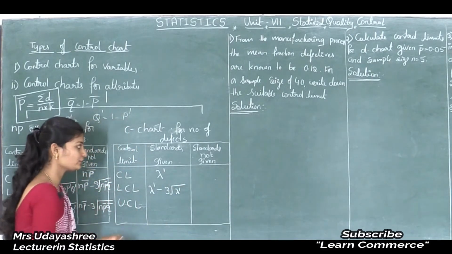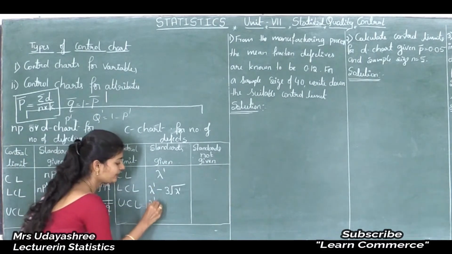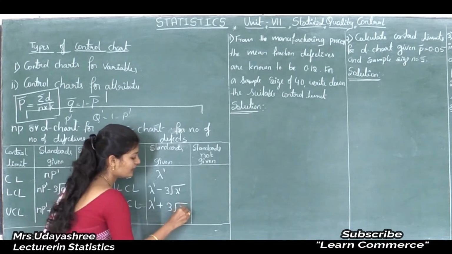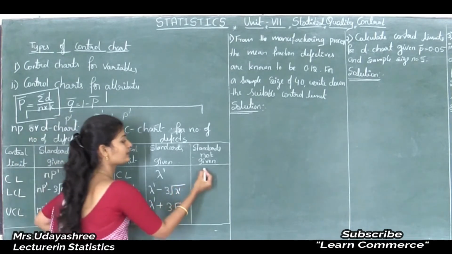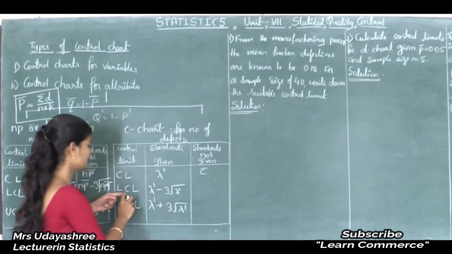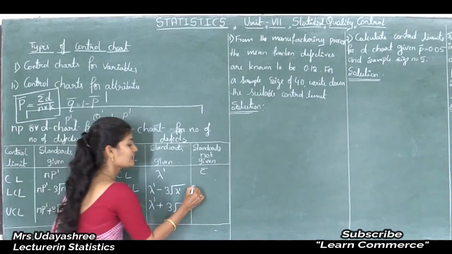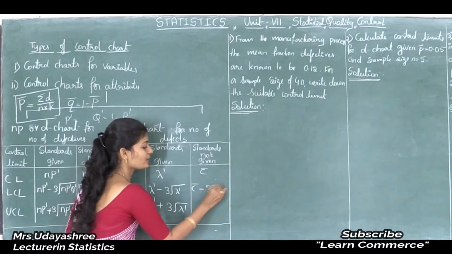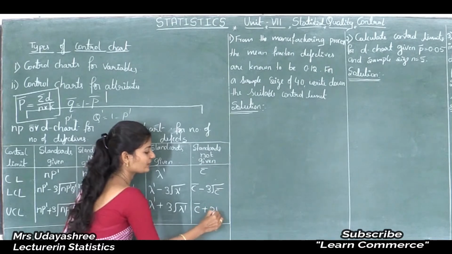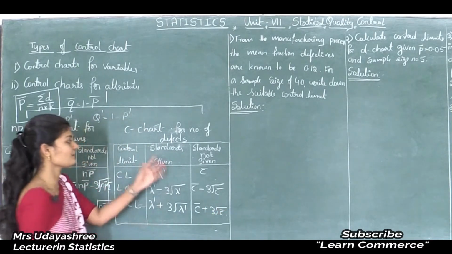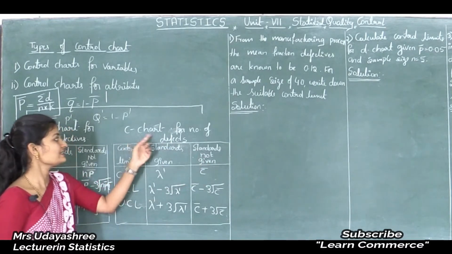For the upper control limit of the C chart in the standards given case, the formula is lambda dash plus 3 into square root of lambda dash. In the standards not given case, the formula is C bar plus 3 into square root of C bar. For the lower control limit of the C chart in standards not given, the formula is C bar minus 3 into square root of C bar. This is the formula for standards given and standards not given of the C chart.